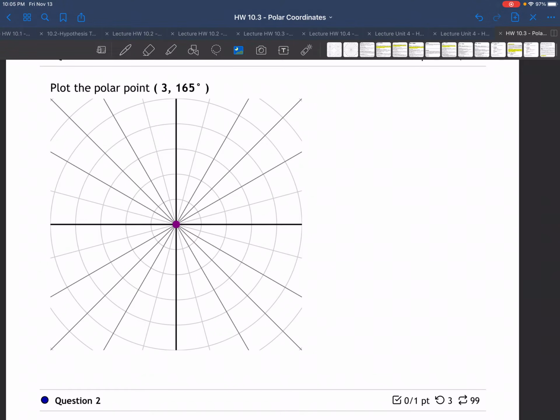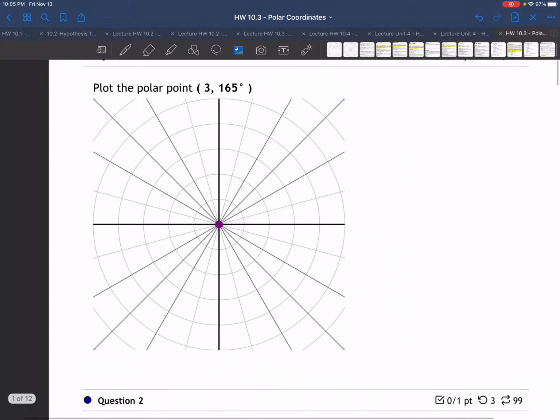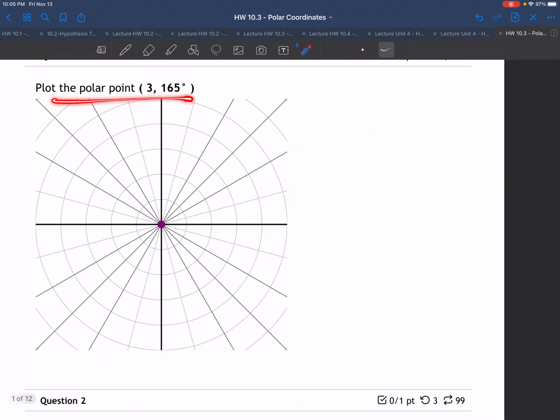Here's an example in which we are plotting a polar point. That's what they're asking us to do. That point right there. So how do we do that? Well, I suggest I produced for you some polar paper.